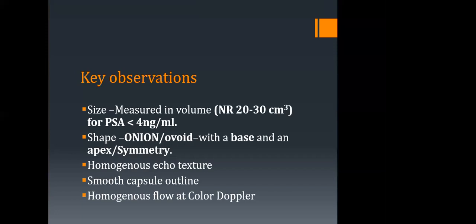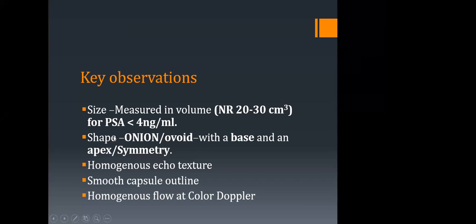So when you are doing a prostate ultrasound, especially transrectal, what are the key observations you have to make? First and foremost, we are interested in the shape. The shape of the prostate is predominantly onion shaped. We all have seen the onion. If you get your onion and put it on the table, it is ovoid, right? It is ovoid with a base and an apex.